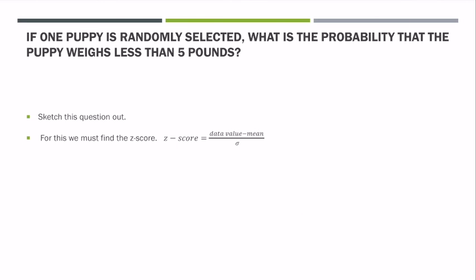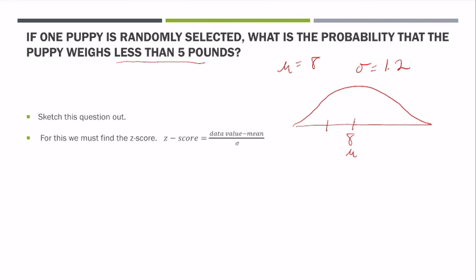So now I'd like to know, if one puppy is randomly selected, what is the probability that the puppy weighs less than 5 pounds? So we have to remember that our mean is 8, our standard deviation is 1.2, and we have a normal distribution. So I'm trying to find the area over here in this tail. I'm going to do that by figuring out how many standard deviations 5 is away from 8, and that's going to give us our z-score. So my z-score in this case is our data value, which is 5, minus our mean, which is 8, over our standard deviation, which is 1.2. This gives me negative 2.5, okay?